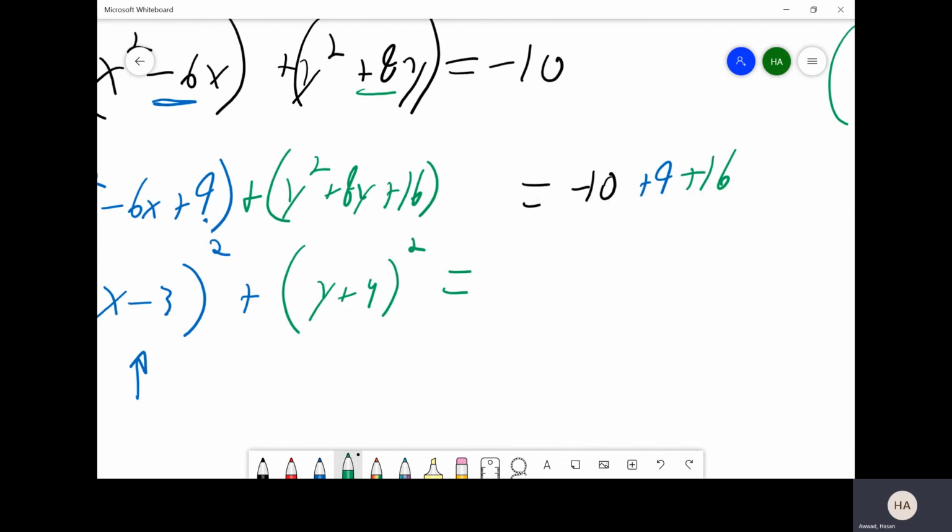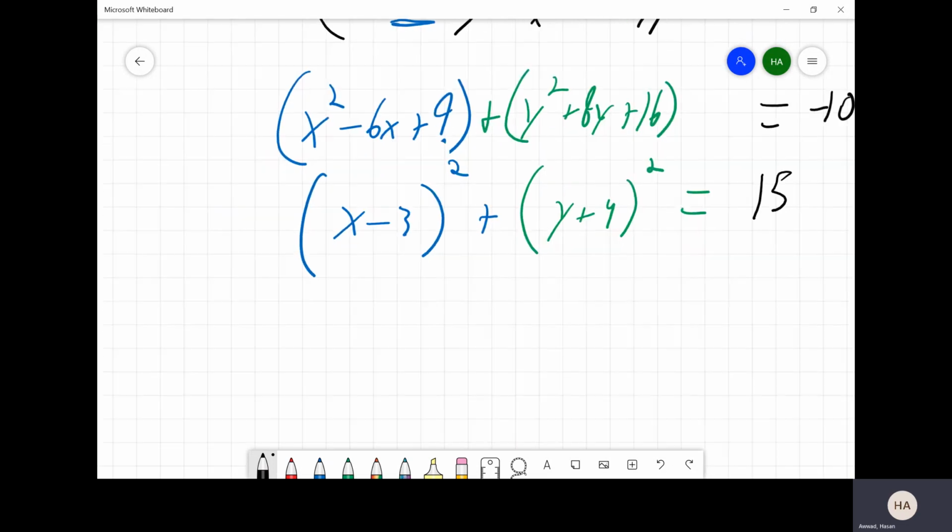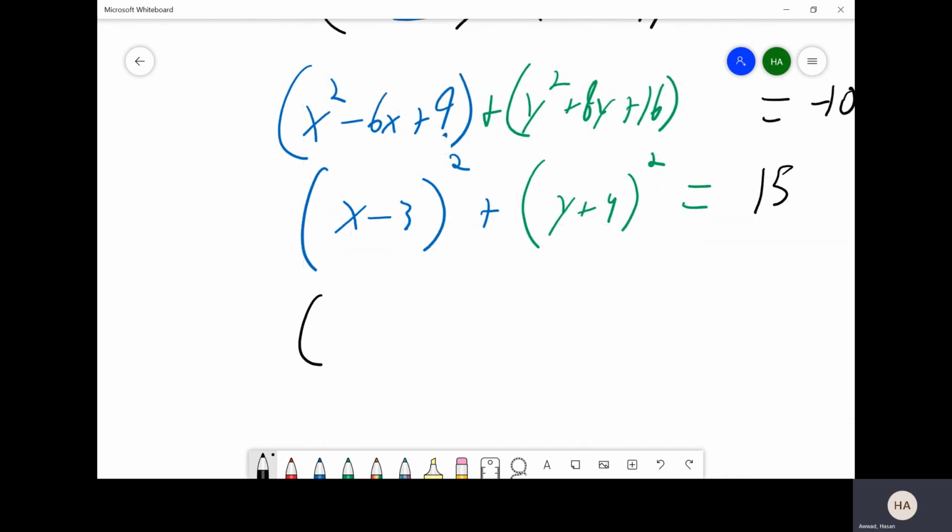So over here, we're just going to go ahead and condense our constants on the right-hand side. So we had negative 10 plus 9, which is negative 1. And then plus 16, so negative 1 plus 16 gives us 15. So we have 15 on the right-hand side. Okay, so the last thing that I want to do is I'm going to bring down my x minus 3 squared. That one's perfect, right? We're done with that one.